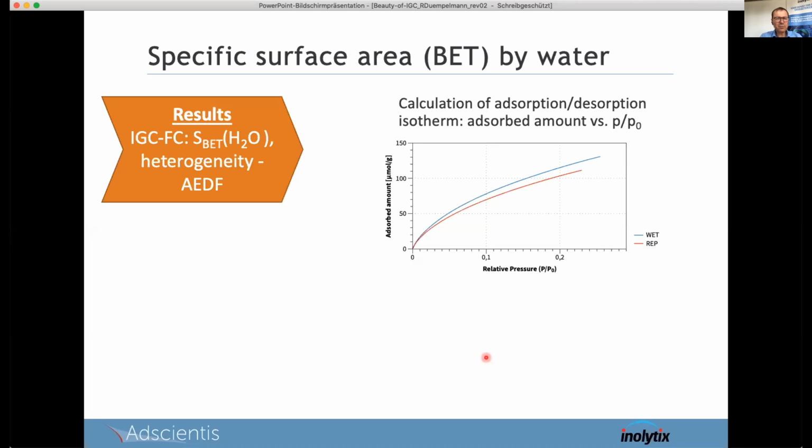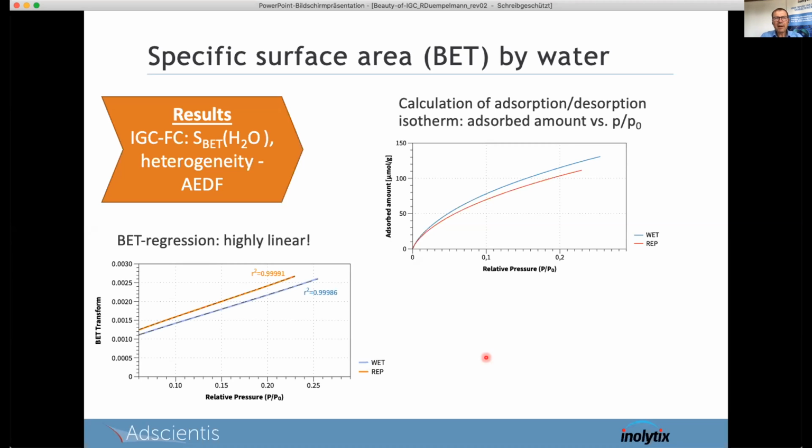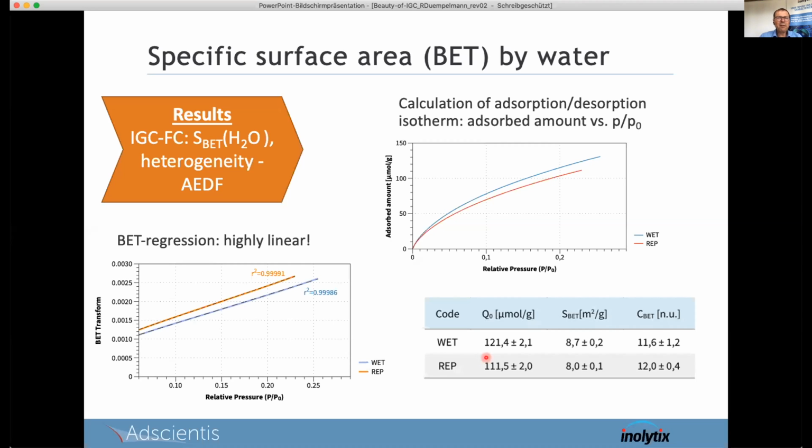So this is quite different from what you probably know about BET measurements. And it really gives an excellent BET regression also. So this relates to specific surface areas of, in this case, 8.7 and 8.0 square meters per gram for the two different samples. And compared with other samples, this BET surface measurement relates quite well to BET under liquid nitrogen conditions.